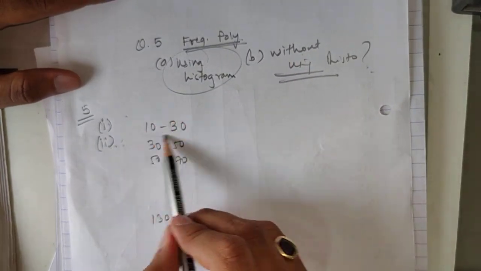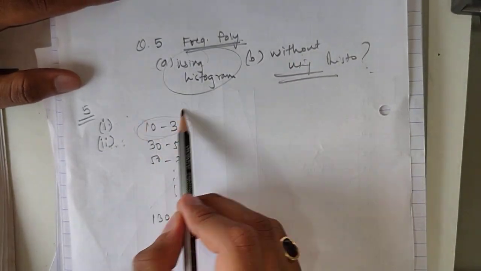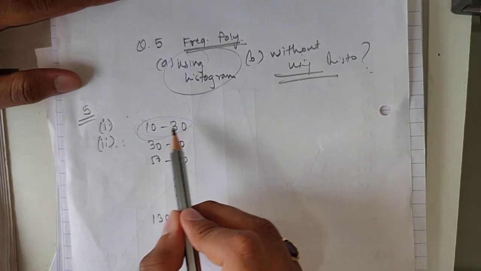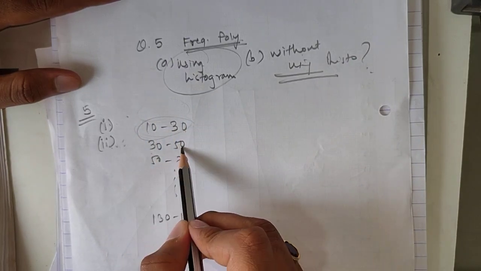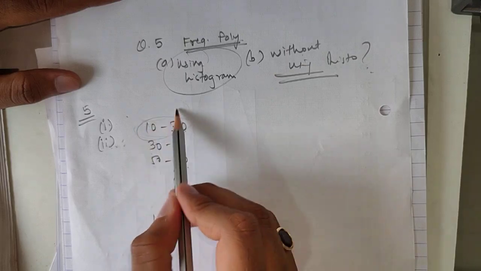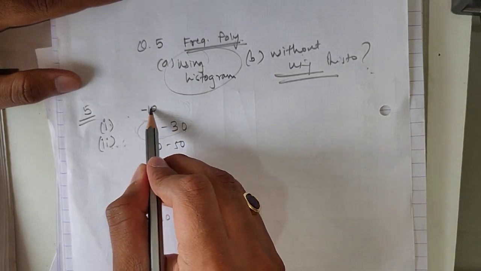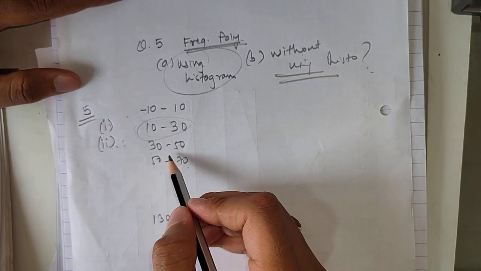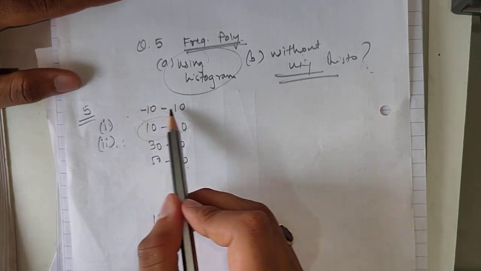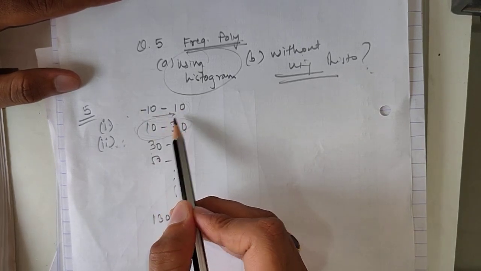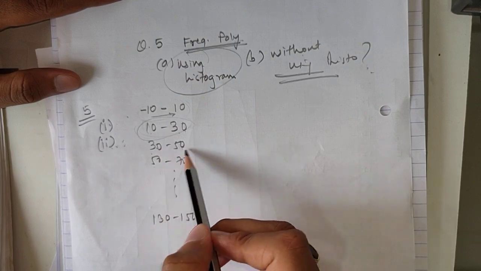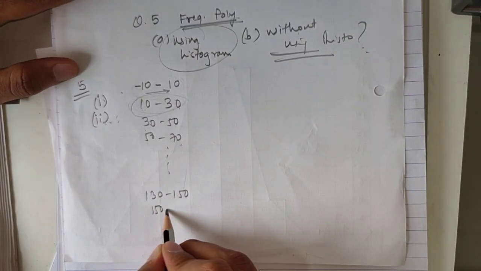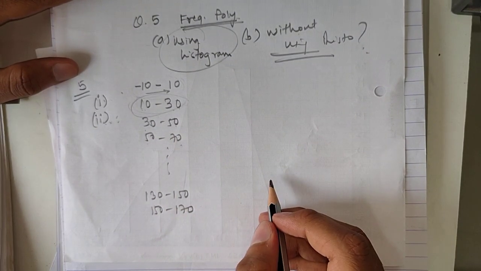So we take one extra class interval here. 10 to 30 means 20 is increasing, correct? 30 to 50, 50 to 70. So this one extra class interval will be minus 10 to 10. Correct? See, minus 10 to 10, 20 is increased. Then 10 to 30, 30 to 50. And here I will take 150 to 170.